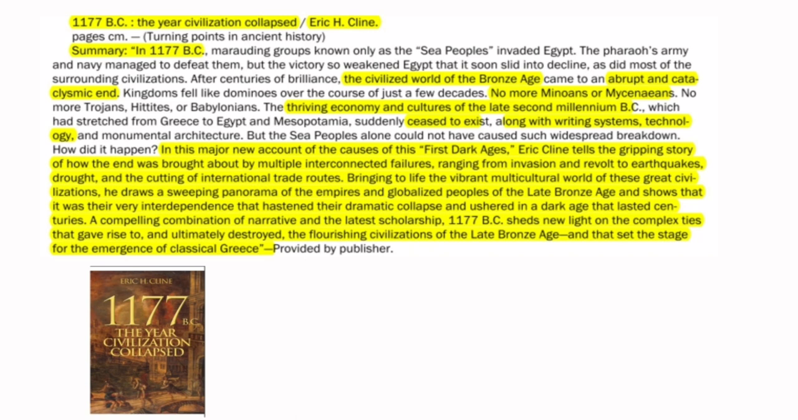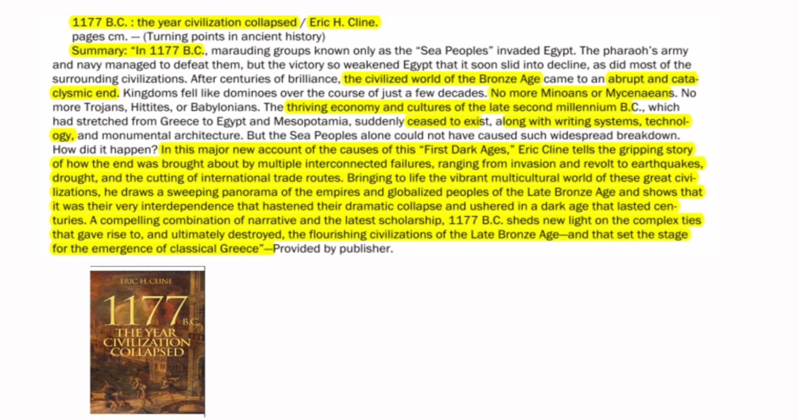The thriving economy and cultures of the late 2nd millennium BC, which had stretched from Greece to Egypt and Mesopotamia, suddenly ceased to exist. The Israelites broke up the trade network, along with writing systems, technology and monumental architecture. But the Sea Peoples alone could not have caused such widespread breakdown. The pagan world went into a dark age.